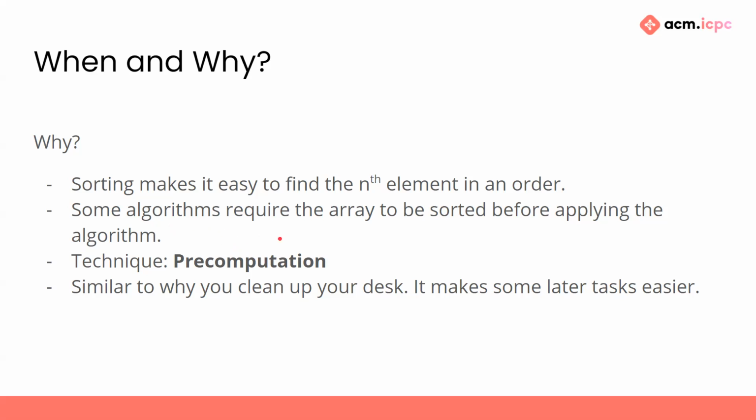And then some algorithms require the array to be sorted before applying the algorithm. For example, binary search, which is an algorithm we're going to talk about next week, requires you to sort the vector before you start using it. And lastly, but most importantly, sorting belongs to a category of techniques called precomputation. Basically, it means to calculate something before you start your task, so that the task becomes easier. It's kind of similar to cleaning up your desk. It makes some later tasks easier to do.